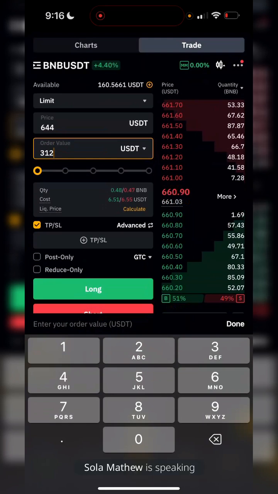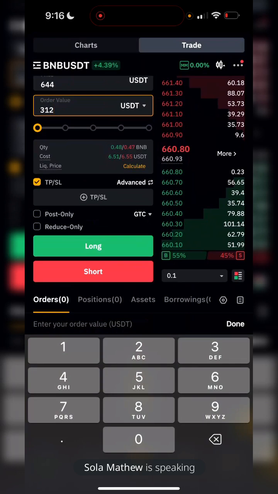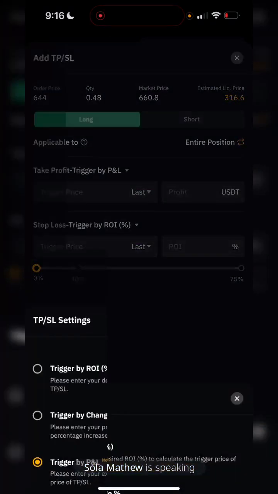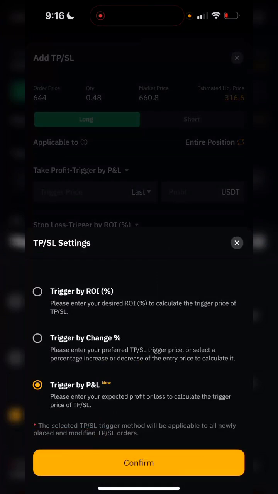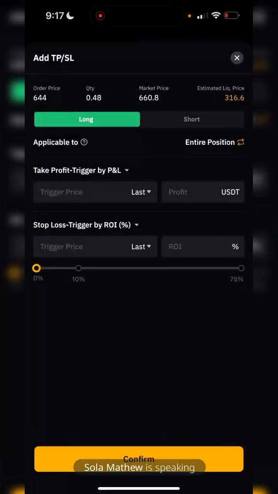Make sure that your own is in advance. Okay. So if it is in advance, all right, then you click on this plus. So this one, make sure these four settings are in trigger by P and L. Because before I used to use trigger by ROI. Okay. So make sure that it's in trigger by P and L. Please enter your expected profit or loss to calculate the trigger point. So make sure that it's in that.